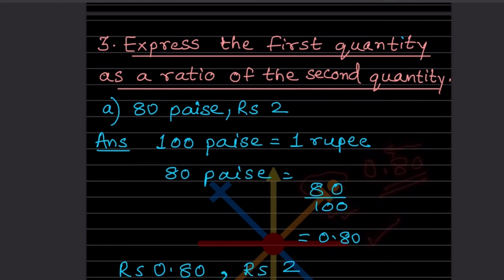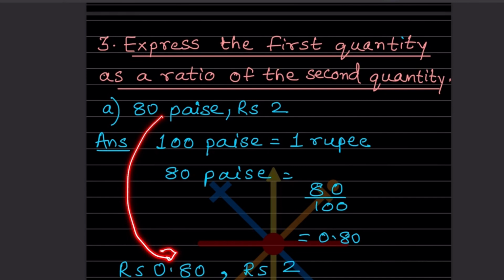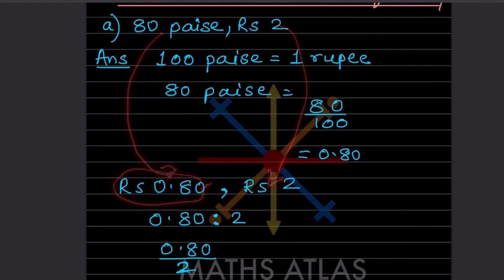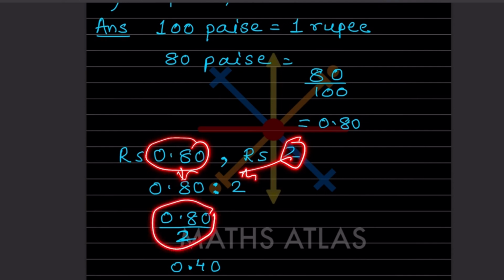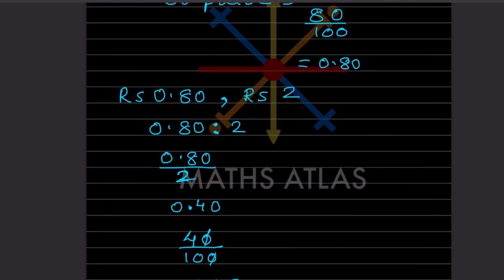So now what you will do here, because it said express the first quantity as a ratio to the second quantity, you change this 80 paise to rupees 0.80 and this is as it is. So now what does this say? You just put the ratio sign, that is 0.80 is to 2. Here this is 2. So you will divide it. When you divide it, 0.80 divided by 2 is going to be 0.40.